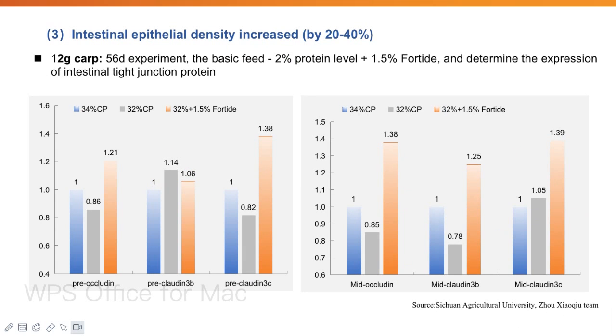And third, Fortide can increase the density of the intestinal epithelium, as shown by measuring the expression of the tight junction protein of the foregut and middle gut of carps. We see that the gene expression of tight junction protein increased by 20 to 40%, therefore enhancing the density of the intestinal epithelial cells and reducing the permeability of the intestinal epithelium and effectively preventing the invasion of pathogenic microbes.